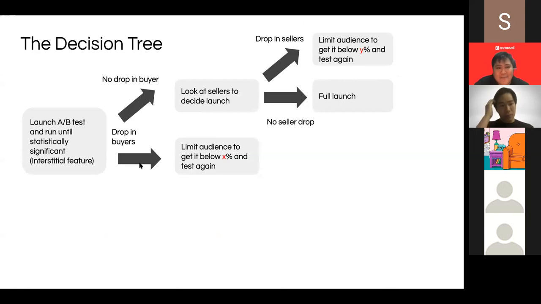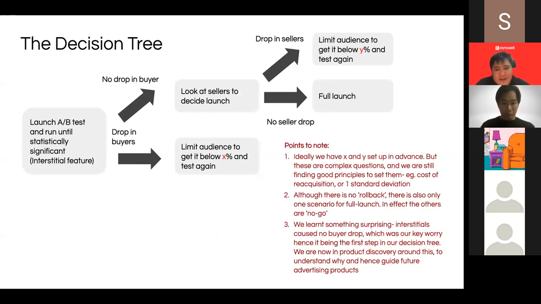This is an example where there are very few scenarios where you full launch. In fact, only one out of the three scenarios gets to full launch. For the other two, we say get it below Y%. So if you can't get it below Y%, this is probably a no-go. Points to note: ideally we'll have X and Y percent set up in advance, but these are really complex questions. How do I trade off a seller versus a dollar earned? We're still finding good principles to set them, but the logic is there.